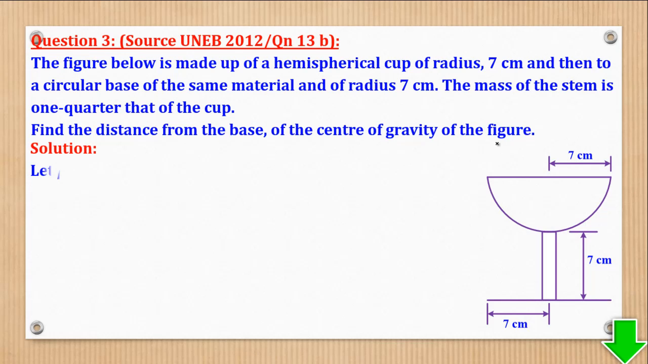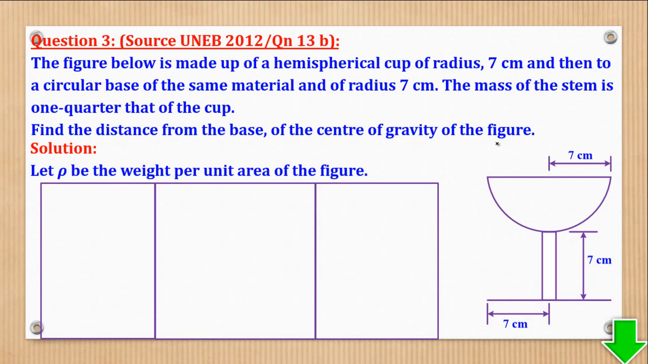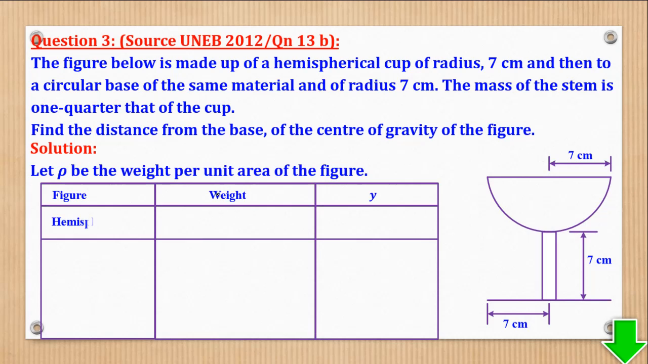So let rho be the weight per unit area of the figure. Then you draw a column of figure, weight, and y coordinate. For a hemispherical cup, weight will be surface area times rho to give you 98 pi rho. Then the center of gravity, remember we are measuring from the base. So from here to here is 7, then you add on from here to here, which is half r. Therefore it will be 7 plus a half times 7, which is 10.5.